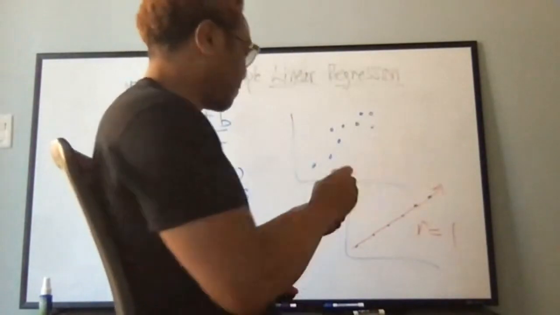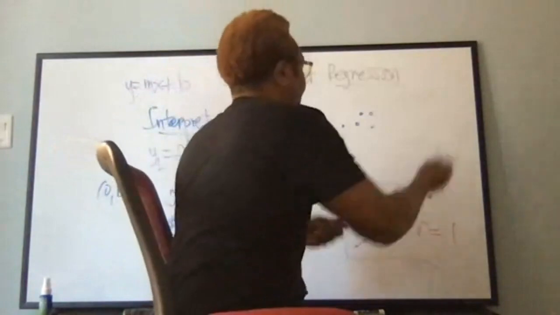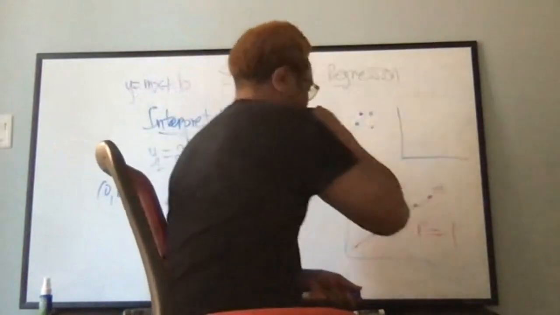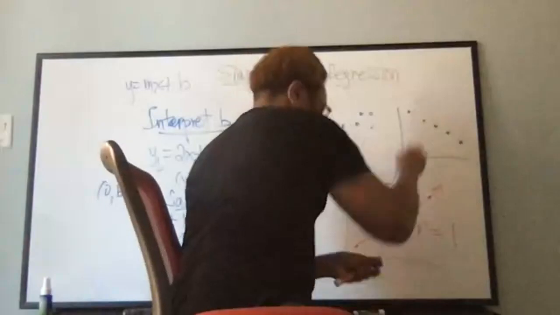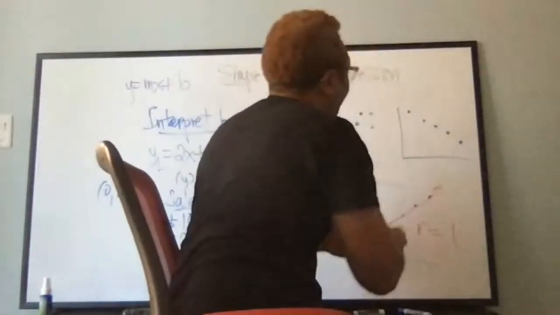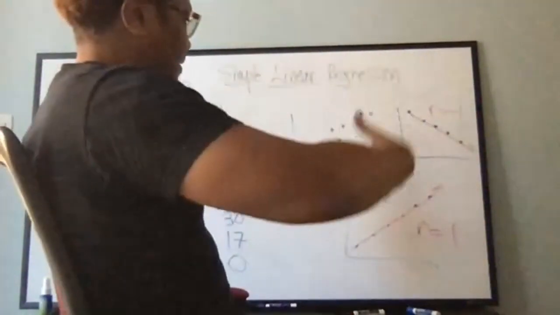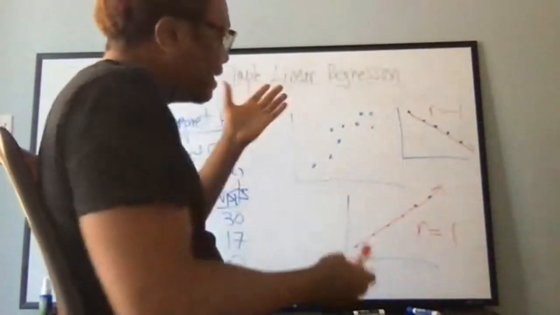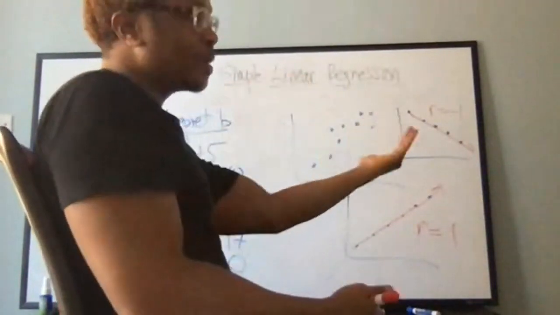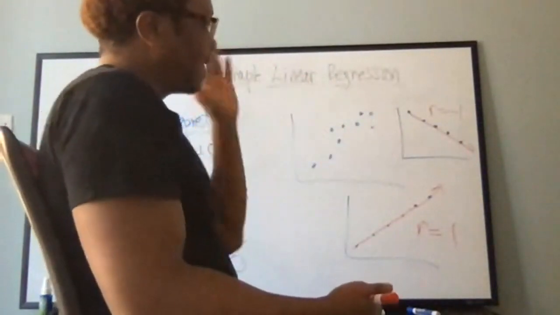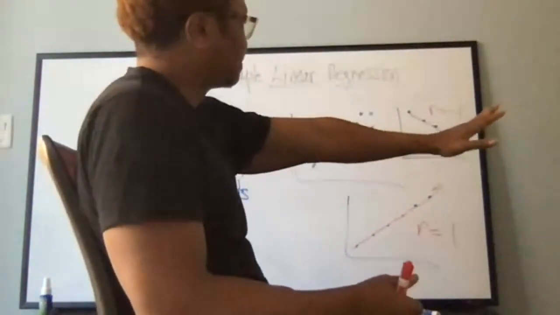What does R equals -1 look like? If you had to look at the picture for that, what would the dots have to look like? The dots would start at the top and then go down as they go right. Yeah, very good. So here's R equals -1, and then you have the stuff in between. The lowest R can be is -1, and the highest it can be is +1.